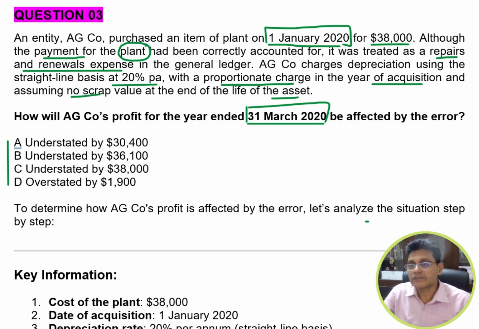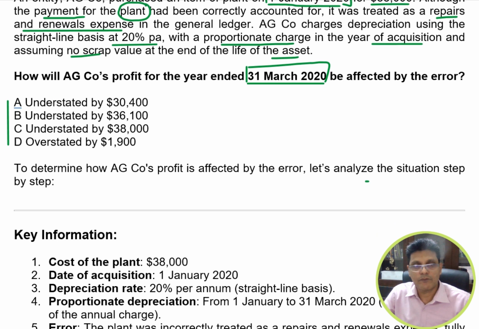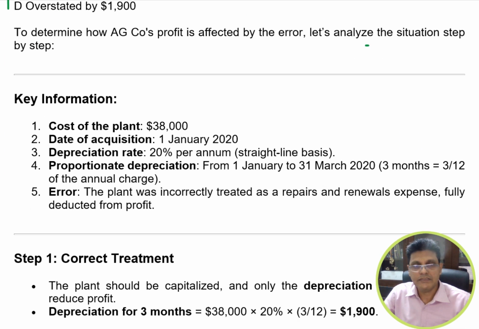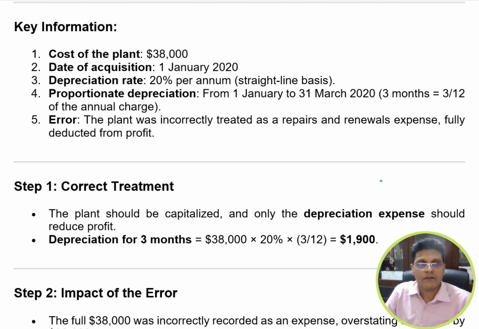So you are given a set of information. Let's analyze the key information given. Cost of the plant is 38,000, the date of acquisition is 1st January 2020, and the depreciation rate is 20% per annum straight line basis. Proportionate depreciation has to be charged. So this has to be charged from 1st January until 31st March 2020, so only for 3 months depreciation has to be charged based on the proportionate depreciation.